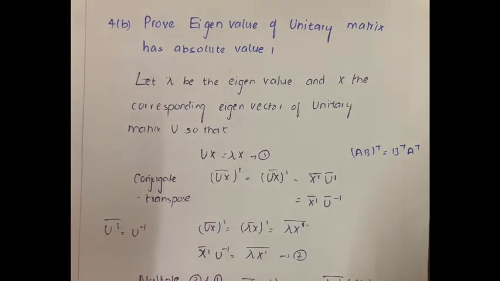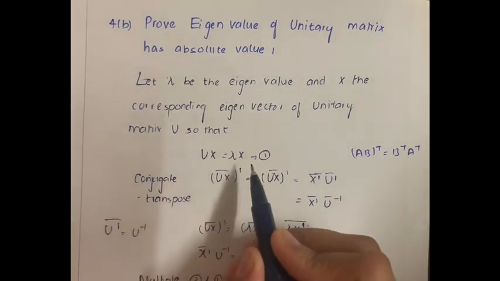For 4b, show that the eigenvalue of a unitary matrix has absolute value 1. As this is a proof, let lambda be the eigenvalue and x be the eigenvector for the unitary matrix U. So, Ux is equal to lambda x.